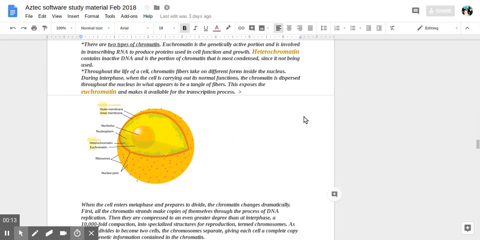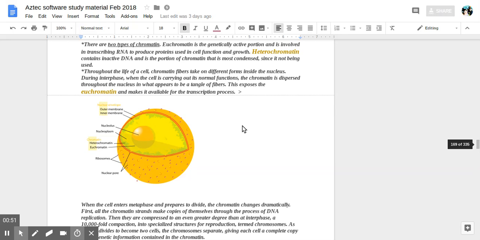So, we are learning currently about DNA, and we were learning that chromatin is the denser form of DNA inside the nucleus of cells when the cell is in interphase, the resting stage where it's not undergoing replication. So, there are two types of chromatin.